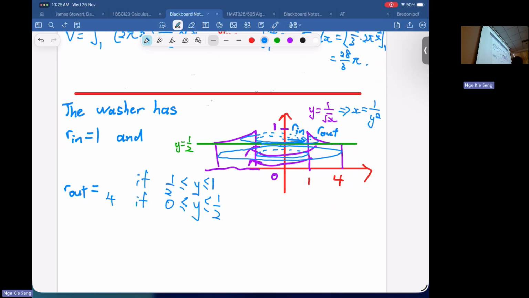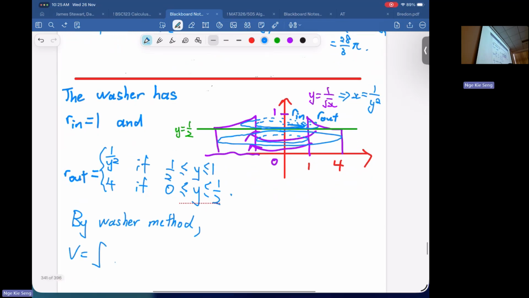So the axis here is depending on the height, and the dependent here is here. The y we can try at 1 over 2 to 1. So the r out here is actually 1 over y squared. This is like a piecewise function. To compute the volume, we're going to split into two parts by washer method: 0 to half, and then half to 1, by using a different r out.